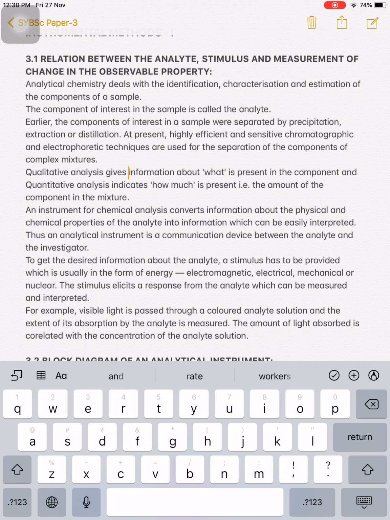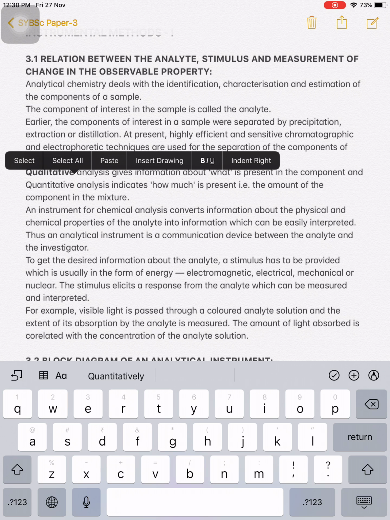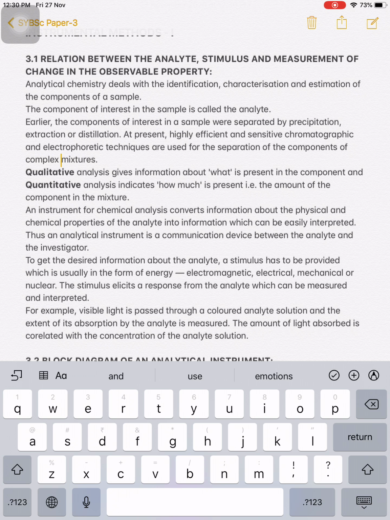Qualitative analysis gives information about what is present in the component, and quantitative analysis indicates how much is present, that is, the amount of component in the mixture. So you must be familiar with these two words. One is qualitative, another one is quantitative. Qualitative means what is present, and quantitative means how much is present in the sample.